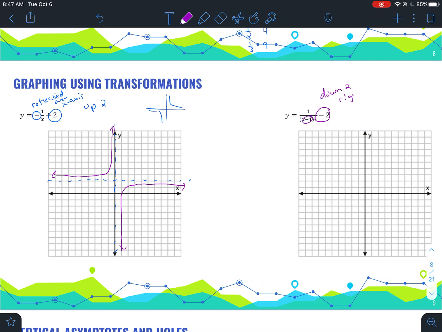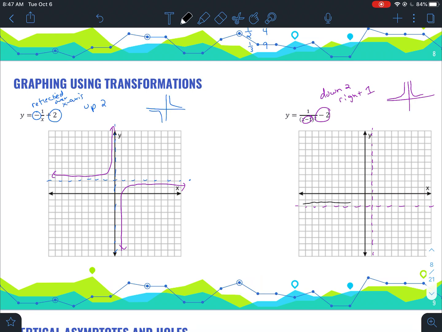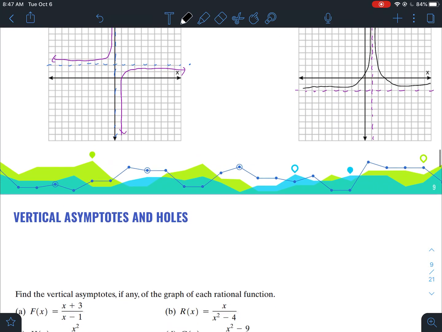On the next one, this function moved down 2. It moved right 1. And those were the two transformations that happened. And so it's 1 over x squared. So the parent function is the volcano. So I'm going to move this down 2 and right 1. So that's going to move those lines, which are called asymptotes. So down 2, right 1, and then it's going to still shoot up like a volcano, but it's just down 2 and to the right 1. So you can graph rational functions using transformations.